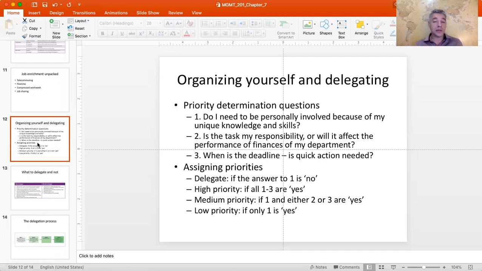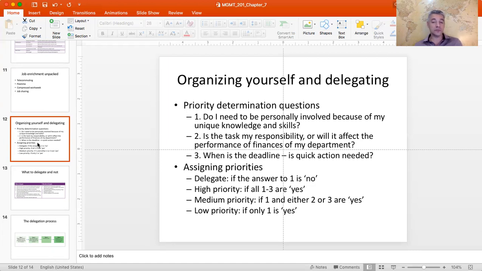So once you've designed the jobs for your subordinates, you also have to organize yourself and decide how exactly you're going to delegate different tasks. And for that, you need to set your priorities straight. You need to look at all the tasks that you have in front of you and determine which of them you absolutely have to do yourself and which you could delegate to someone. To do that, there are three key questions that you have to ask yourself.